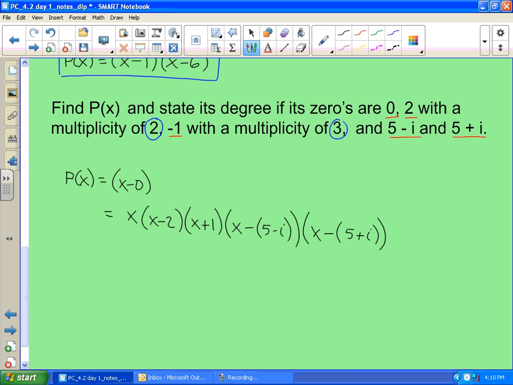So again, all my r values go in after my x minus. All right, let's put the multiplicity numbers, the powers here. 0, no multiplicity. 2 has a multiplicity of 2. 1 has a multiplicity of 3. And then the x minus 5 minus i and the x minus 5 plus i, we're just going to leave them alone, like that.